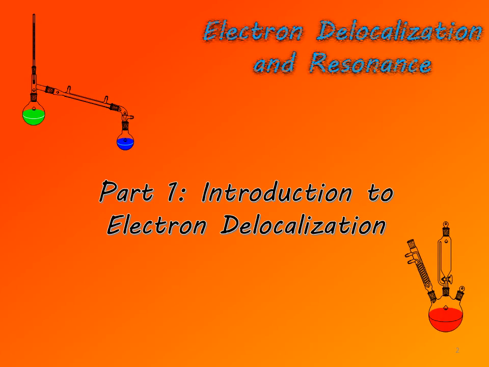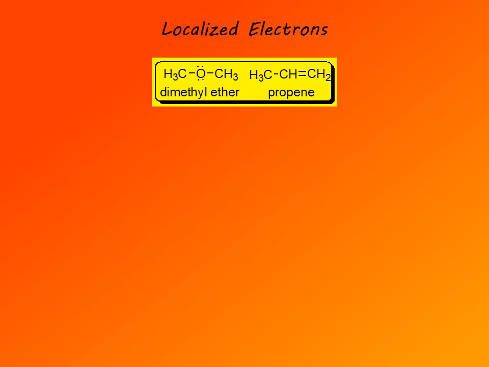In this video, we are going to look into electron delocalization in organic compounds. To be able to study delocalized electrons, first we need to understand localized electrons. Localized electrons are electrons that belong to a particular bond or particular orbital. That means they are localized to a particular bond or particular orbital.